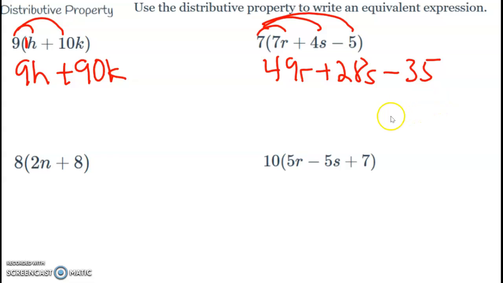Okay, on this next example, we're going to have 8 times 2n plus 8. So we're going to distribute that 8 times the 2, and then 8 times the 8. So 8 times 2 is going to get us 16n, and 8 times 8 is going to get us 64.